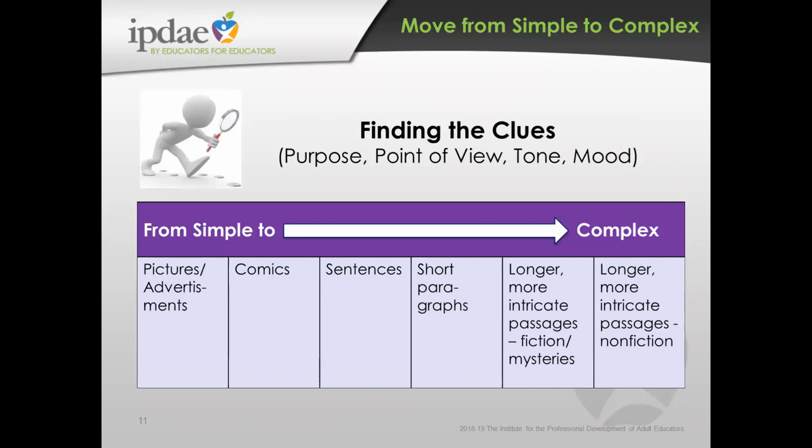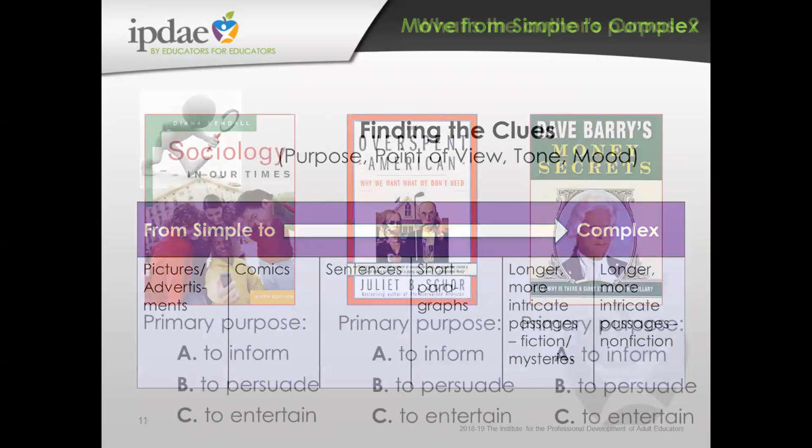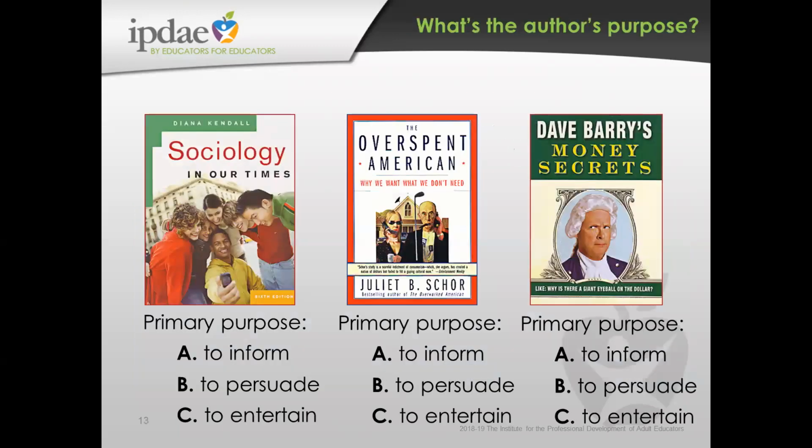looking at the author's purpose, maybe with students, I even start with something like this, where what they're looking at are book covers. So this is your first question. Take a look at that first book, Sociology. By just looking at that cover, do you think the primary purpose of this particular author is to inform, which is A, B, to persuade, or C, to entertain? Go ahead and type in your answers in the Q&A for me.